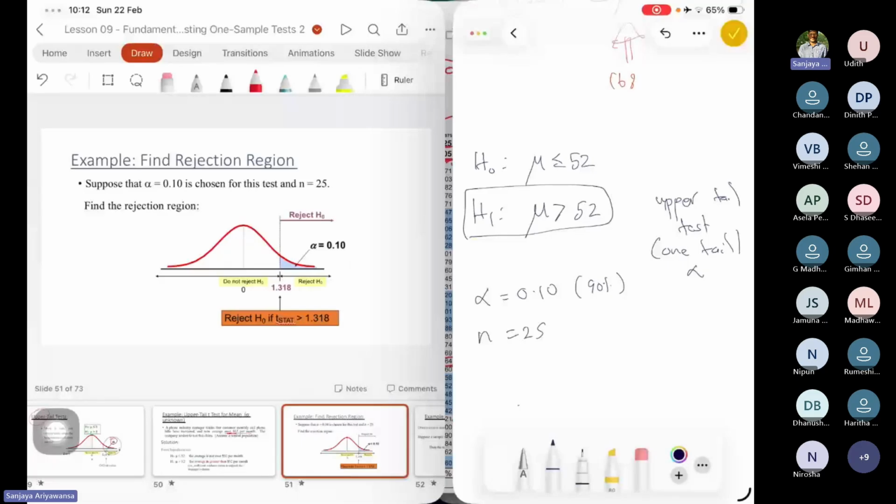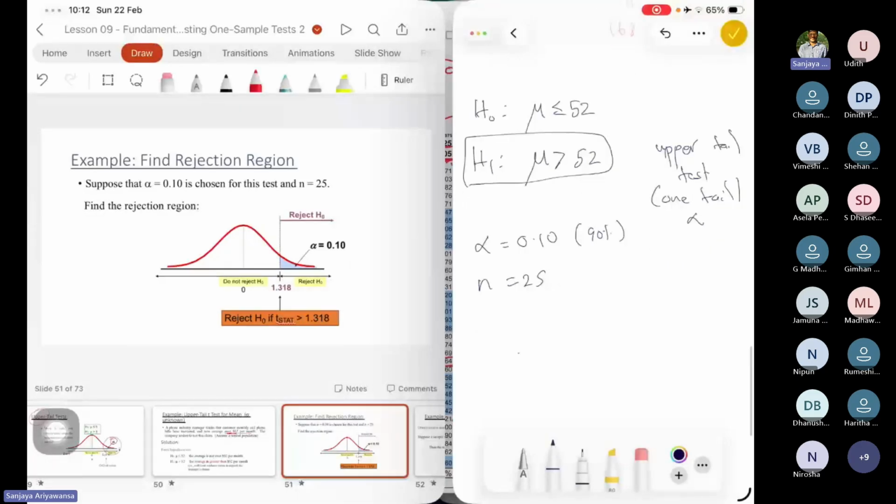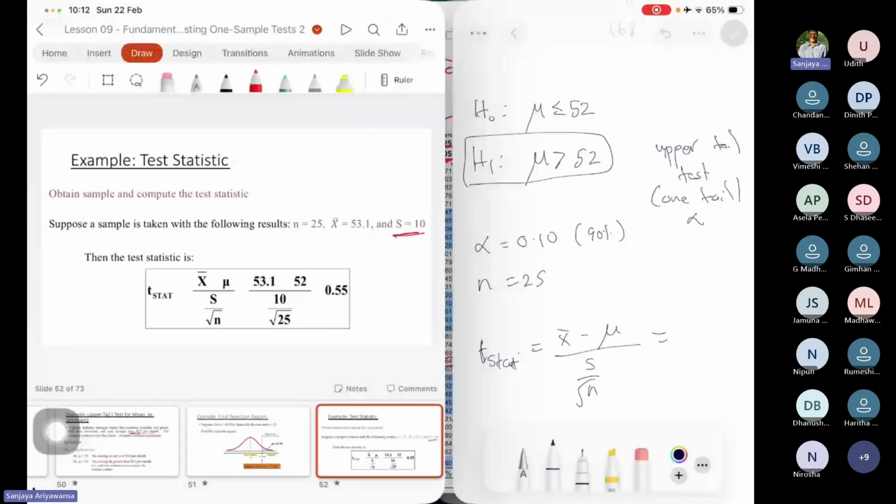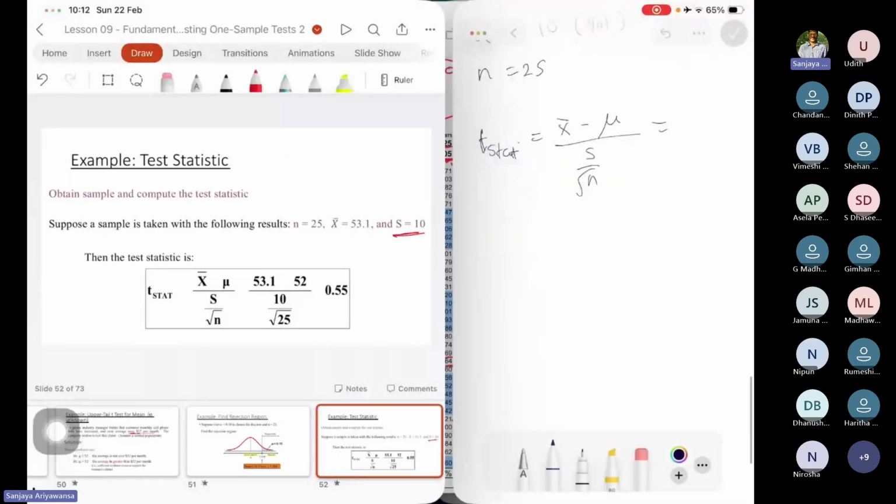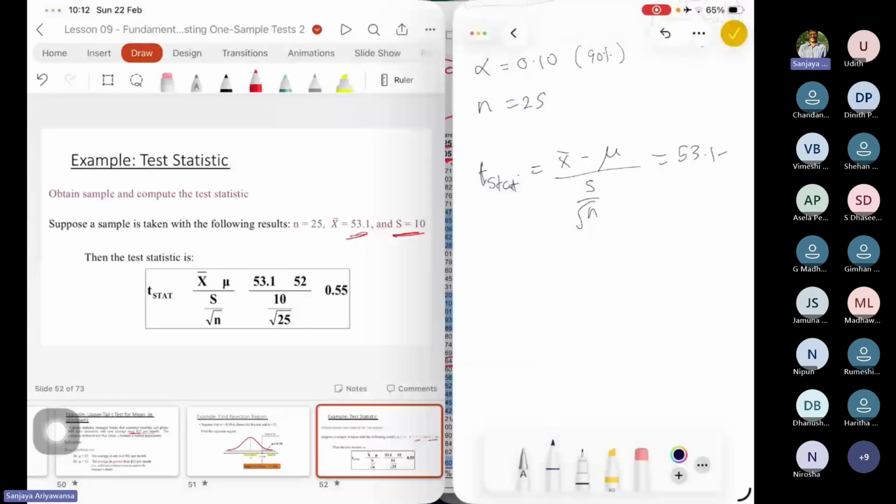So what do we have to do? We have to calculate the t test statistic, which is x bar minus mu divided by s over root n. What is S? These have to be given. So S is 10. X bar is also given, 53.1. Mu is 52. We are assuming it to be 52. S is 10 divided by the square root of the sample size of 25. So what do we get? We get the t-test statistic of 0.55.